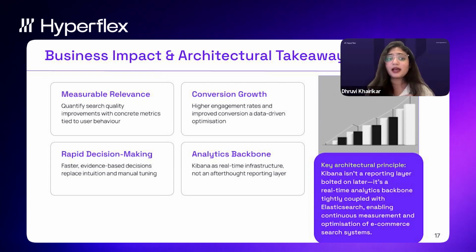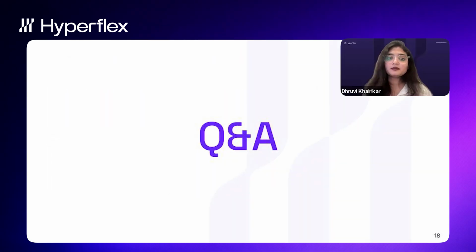And there is no ETL lag, no data duplication, and no analytical blind spot. So when Kibana is designed into the system from day one, search platforms become much more observable, much more optimizable, and governable. So that is what enables continuous improvement at scale. So I think, yeah, that's it from me. And I'm happy to take any questions if there are.